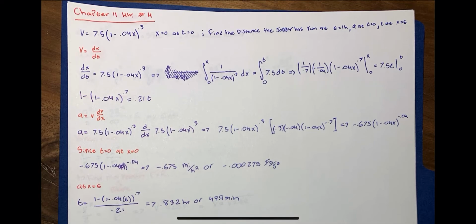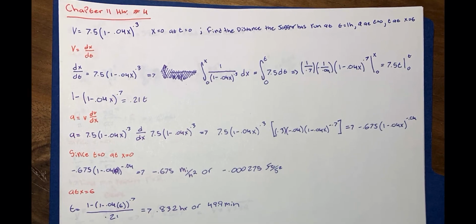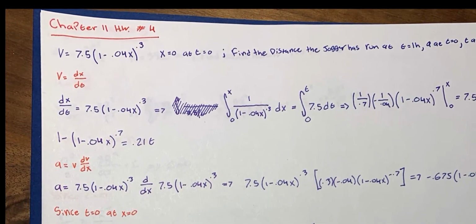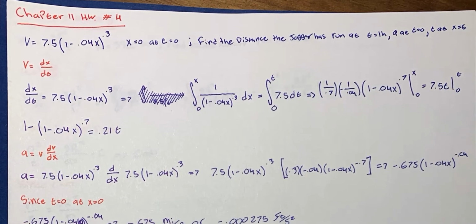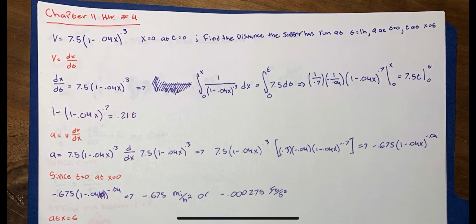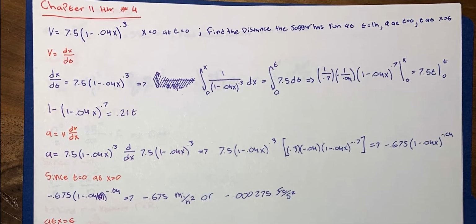Okay, so number 4 is a runner and his movement's tracked by this velocity equation at x equals 0 and at t equals 0. We're supposed to find the distance the jogger runs after an hour, and the acceleration at time equals 0, and the time at x equals 6.